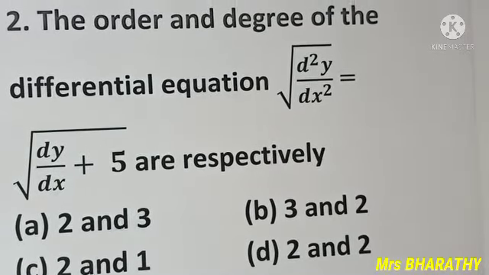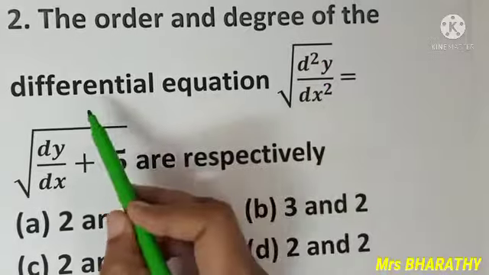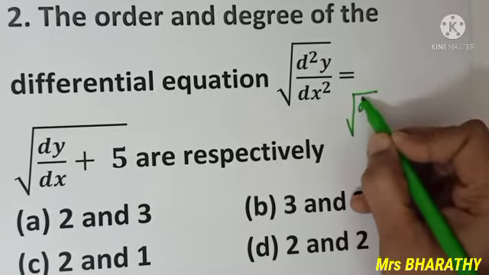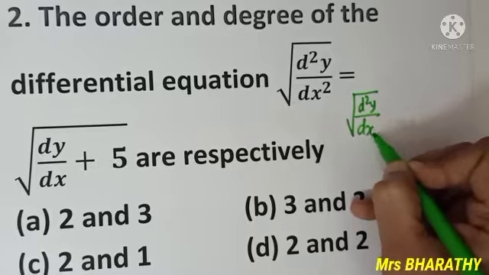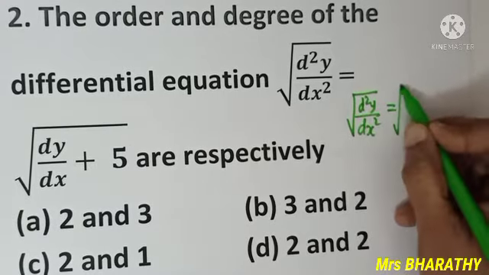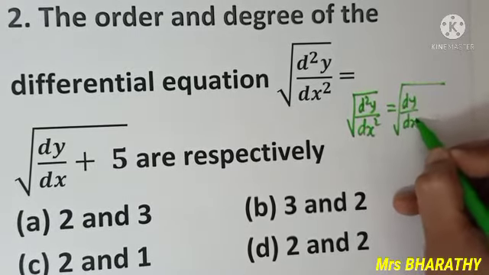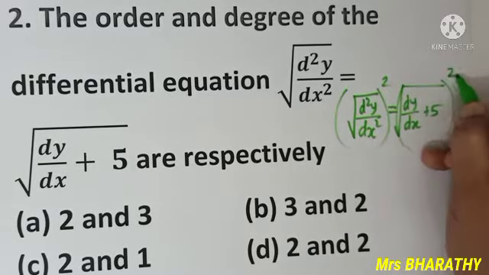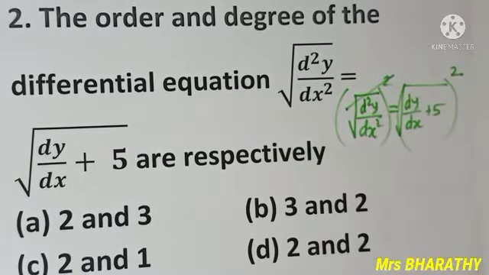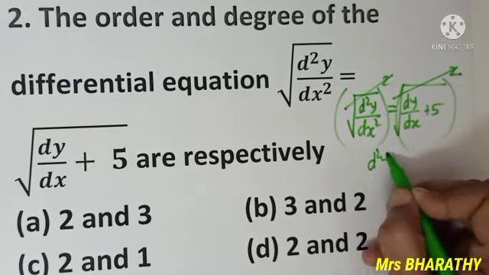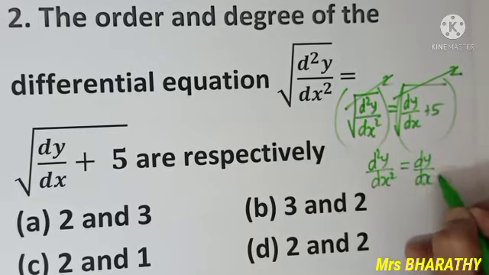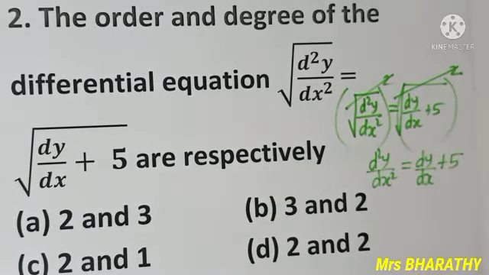Question number 2. The order and degree of the differential equation. As I look at the question, it has a radical symbol, say square root. To avoid the radical symbol, let us square on both the sides. As I square, the square and square root will get cancelled. We are left with d square y by dx square, that is dy by dx plus 5.